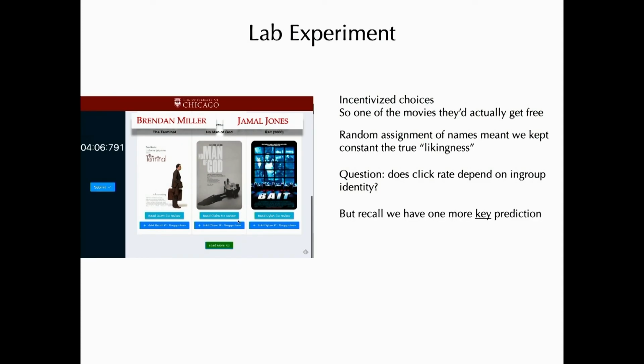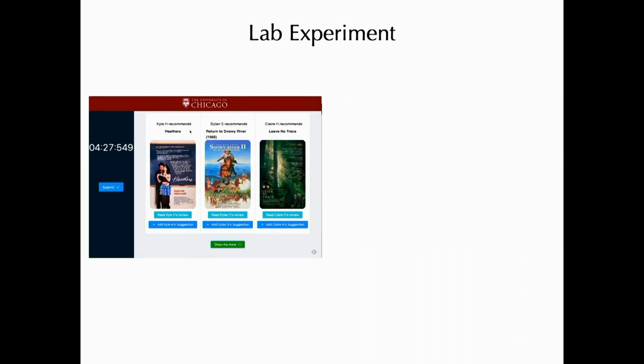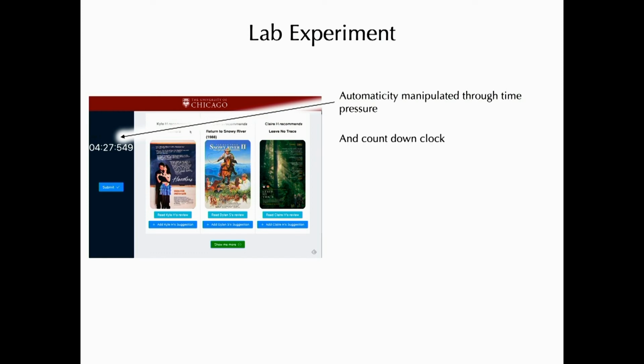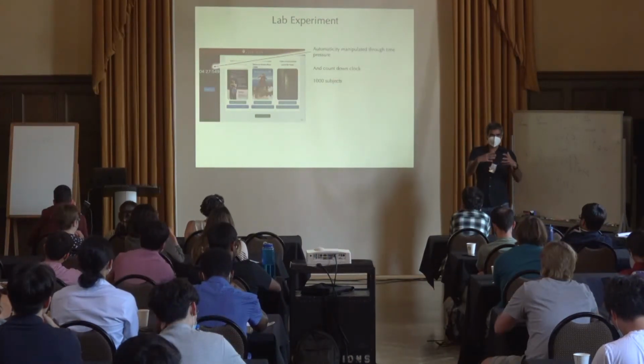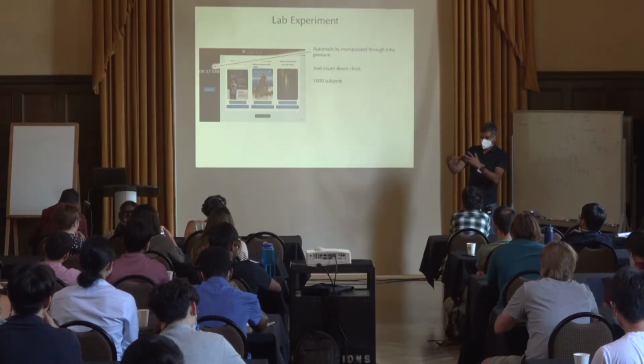But recall, we have a key prediction. It's not that in-group bias is always there. In-group bias is more likely to be there when I'm choosing quickly, choosing automatically. So what we're actually doing in the lab experiment is that we manipulate how long people have to choose. Are they spending a long time on this activity, or are they spending a quick time on this activity? And then we have training data from two worlds. Randomly assigned subjects who are choosing movies fairly quickly. The same subjects, or another randomly assigned group, who are choosing movies a little bit more deliberately.